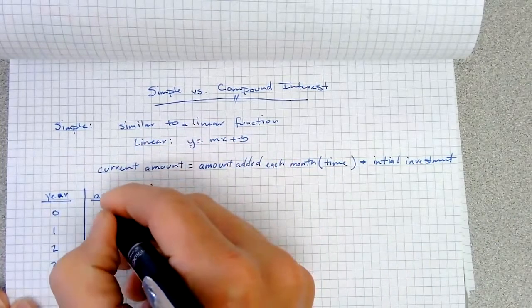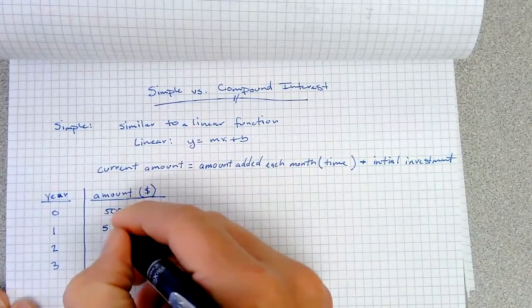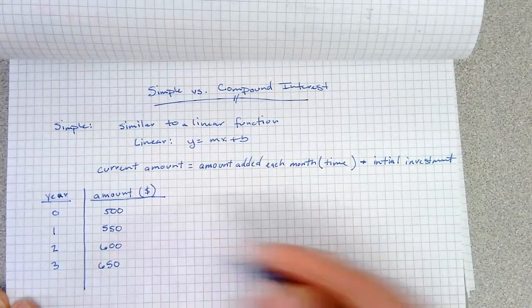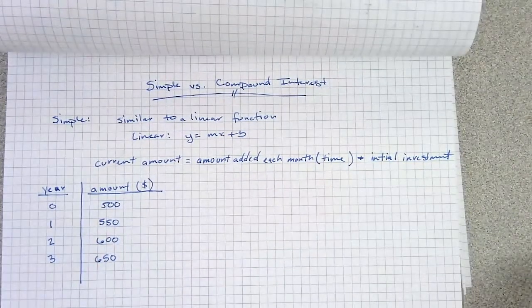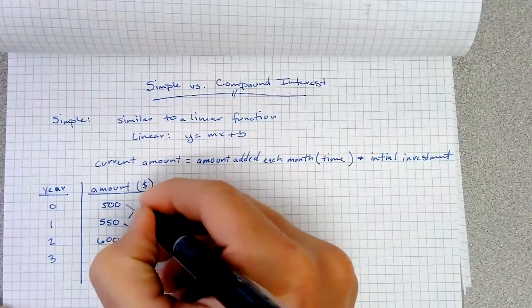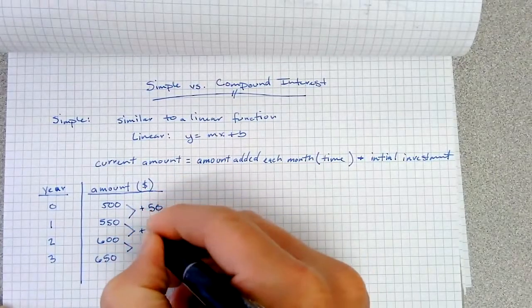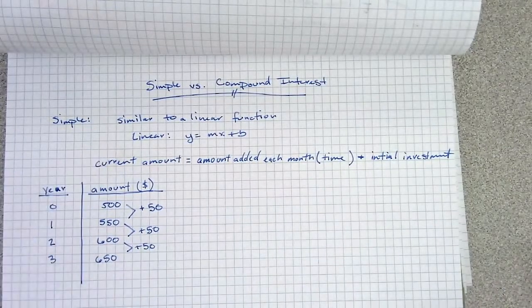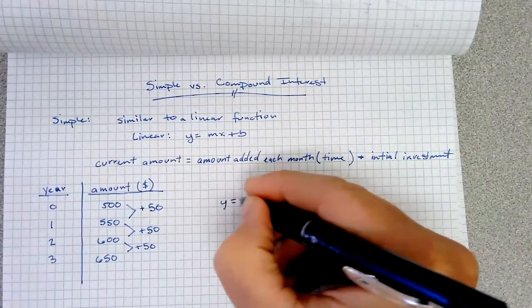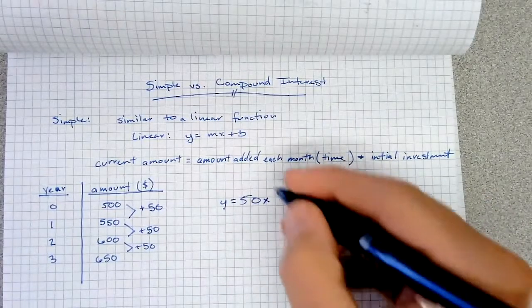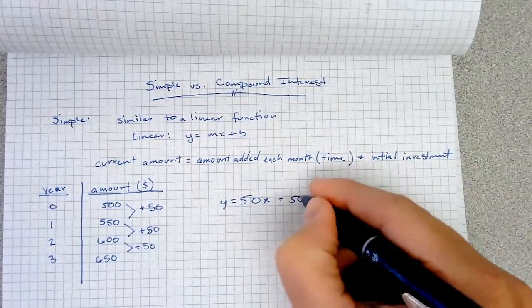So year 0, let's say you have 500. Then the next year, 550, 600, 650. If you want to write an equation that fits this model, we have to identify what we're adding between each year, and each year we're adding $50. So your current amount, y, is going to equal 50 times time, call it x, and we add our initial investment of 500.